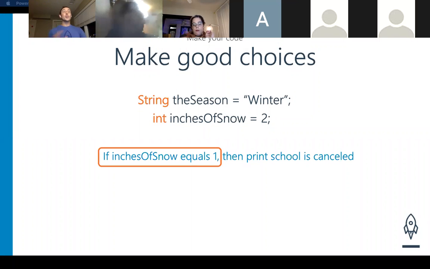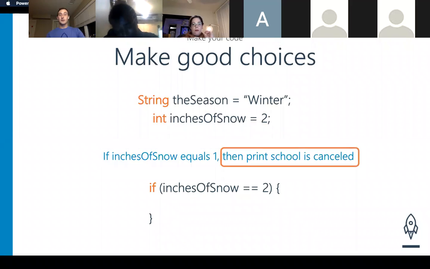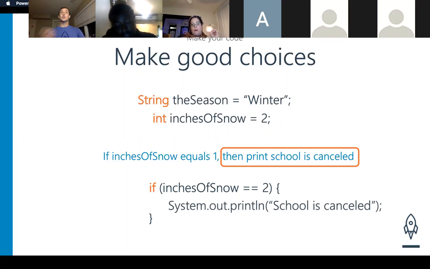So yeah, we're going to look at the statement says if inches of snow equals 1. So that tells me we need to make an if statement with a conditional inside of it. So we say if inches of snow equals 2. We only use 2 equal signs in Java, unlike JavaScript where we use 3. And then it says print out school is canceled. So we just do a System.out.println school is canceled.